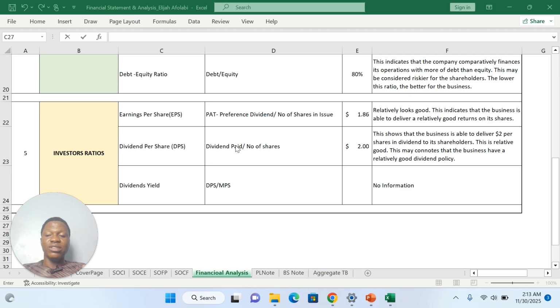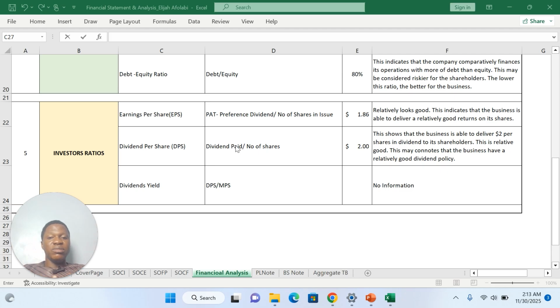Don't forget that the profit that is available to shareholders is what remains when everybody has been paid, including preference shareholders, right? So if you have paid preference shareholders the preference dividend, then what is left divided by the number of shares in issue tells us the earnings per share. In this case it is $1.86 per share. That means each unit of share is able to earn $1.86, right? Which you can say relatively looks good depending on the metrics you are looking at, right?